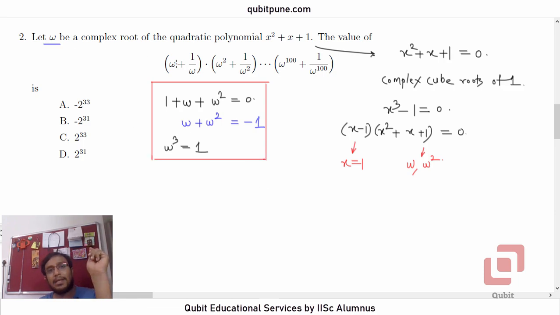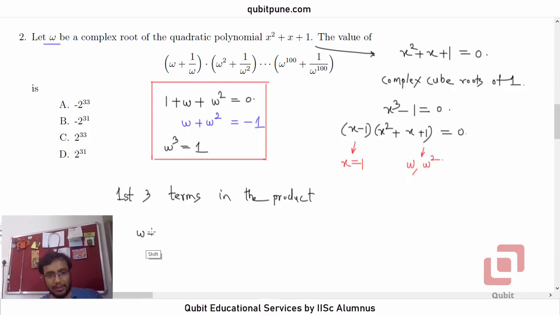Observe that in this whole set there are 100 terms which are being multiplied. Omega plus 1 upon omega is the first, and omega raised to 100 plus 1 upon omega raised to 100 will be the last. Now let us consider the first three terms in the product.